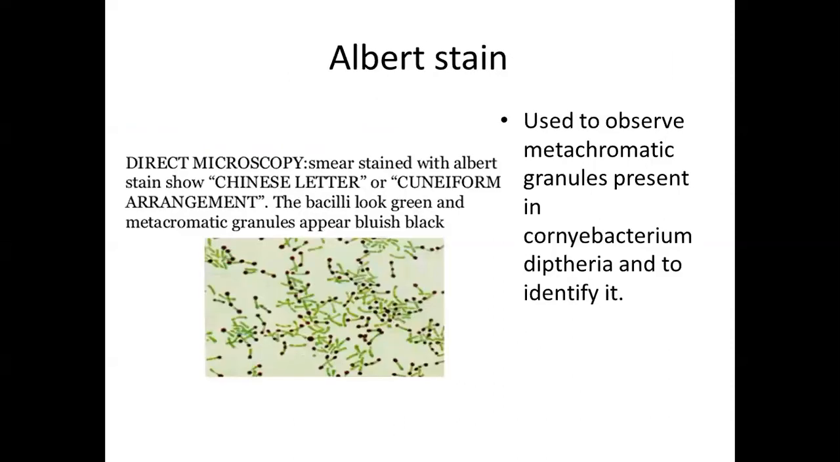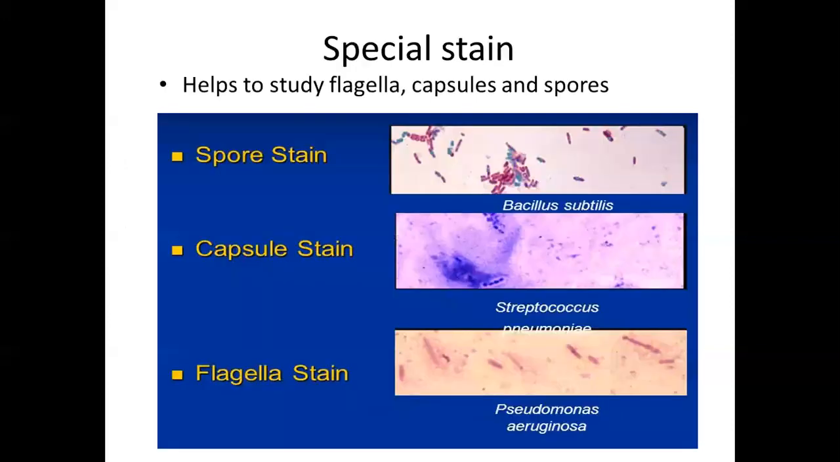Next, Albert stain, particularly used for Corynebacterium diphtheriae, where there are metachromatic granules present. This special stain is used to identify the granules. Next, special stains help to study flagella, capsules, and spores, like spore stain, capsule stain, and flagella stain.